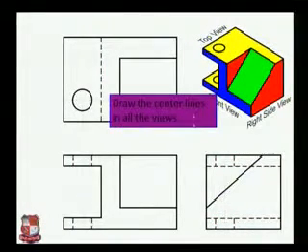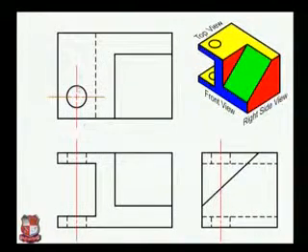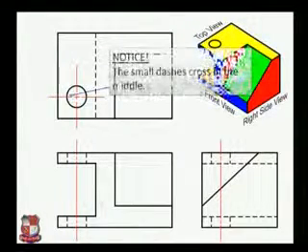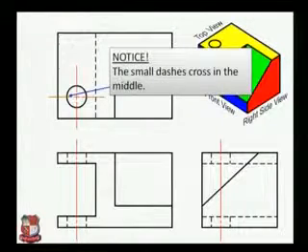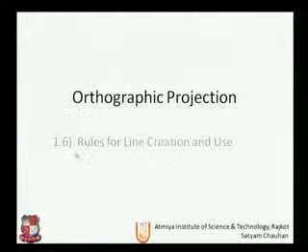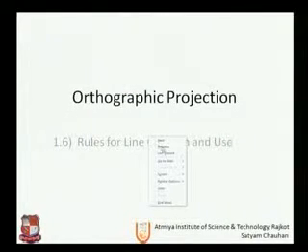Next, draw the center lines for all the views. So where will the center line be? We have holes here, so we need a center line here. Here it will be the center line, and we are drawing it continuous to show this line is aligned. Notice the small dashes cross at the middle. This is very important. And then all the dashes represent the center.